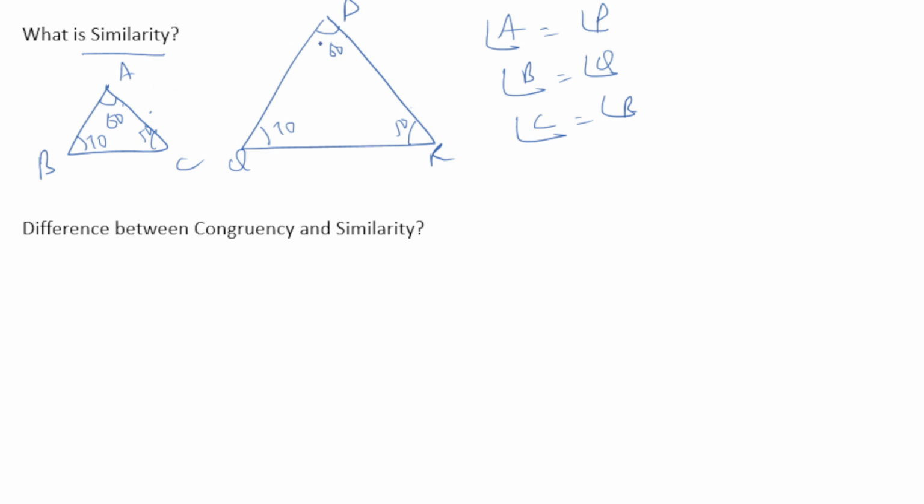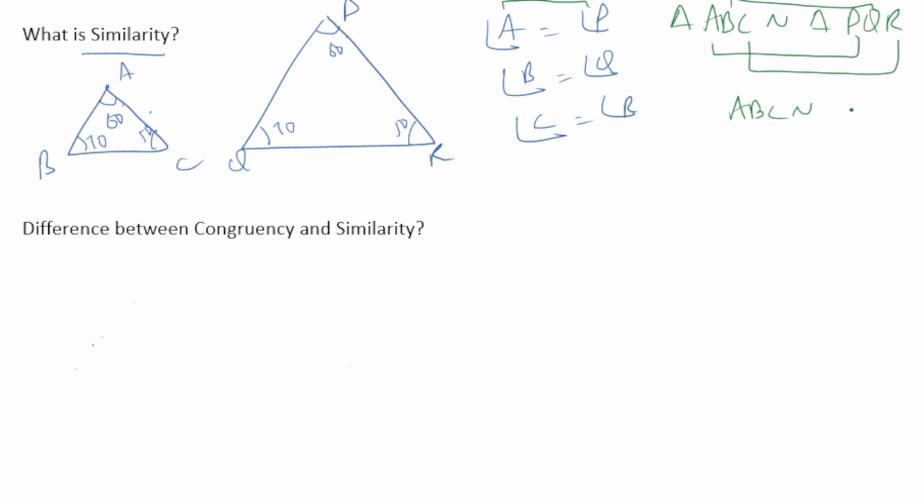Now the corresponding angles are the same. If the corresponding angles are equal, then we say the two triangles are similar. So here triangle ABC is similar to triangle PQR. We have to write the correct order here. See here, A is equal to P, B is equal to Q, C is equal to R. We should not write ABC is similar to triangle QPR. This is wrong. We have to write the correct order. This is the correct one.